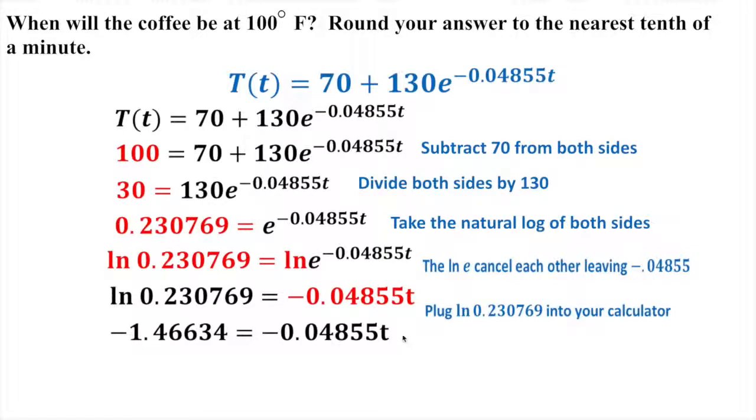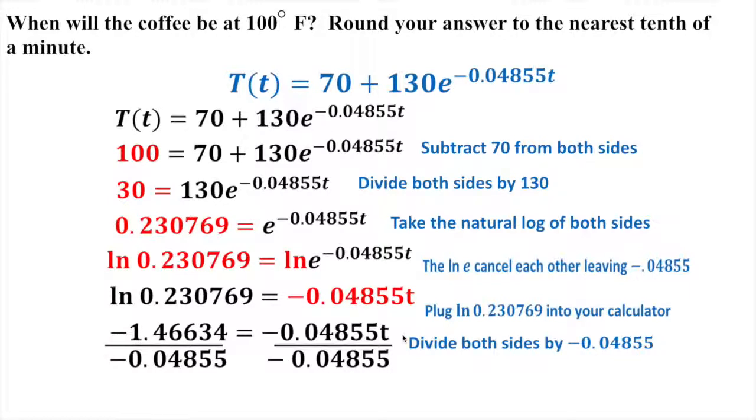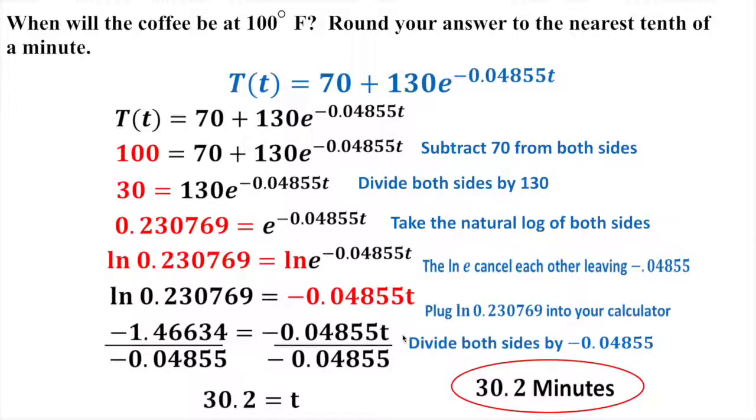All right, I've got to solve it for t, so I'm going to divide both sides by that negative 0.04855. I do that now, I end up with 30.2. So the amount of time it's going to take is 30.2 minutes. And again, whenever you're typing this in online, you're just going to write 30.2. Okay, the computer's reading your answer there.